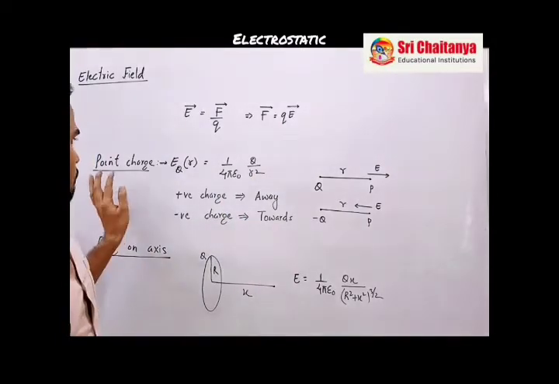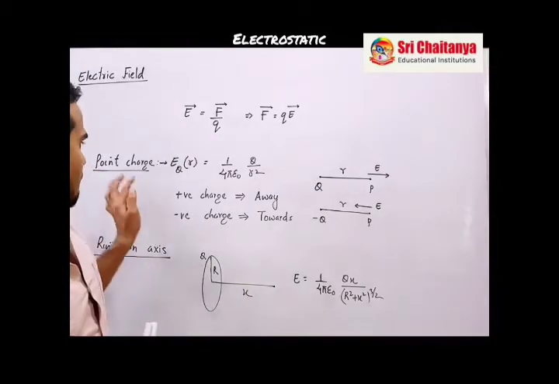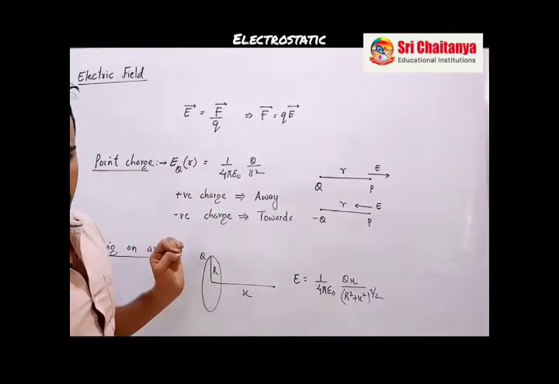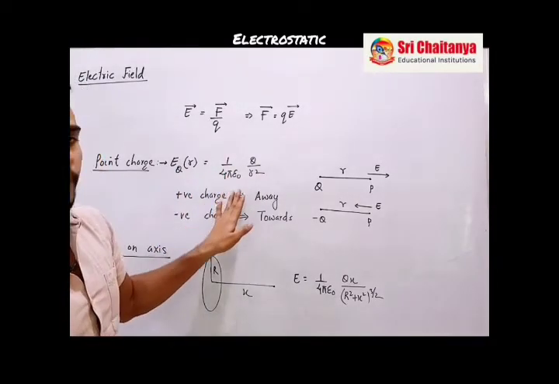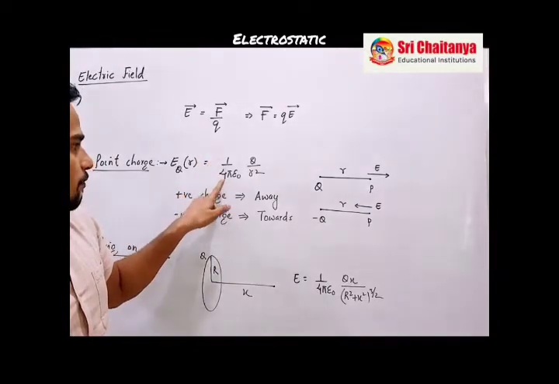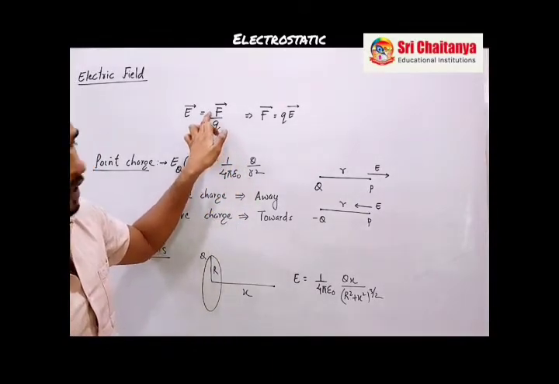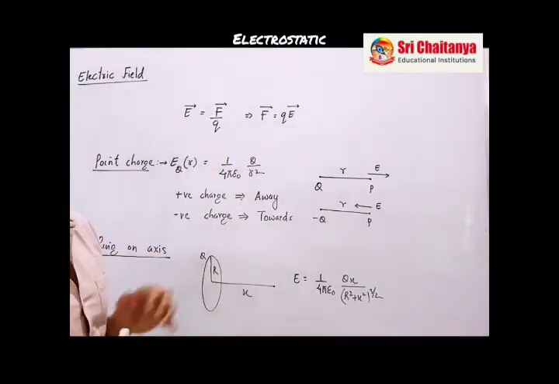Now we will see some situations where we will talk about the value of electric field. For example, if I am talking about a point charge, the value of electric field due to a point charge will come kq upon r square, or you can say 1 by 4 pi epsilon naught q upon r square. You can just put the value of F, F by Q will give you the value of electric field. So this field will come.